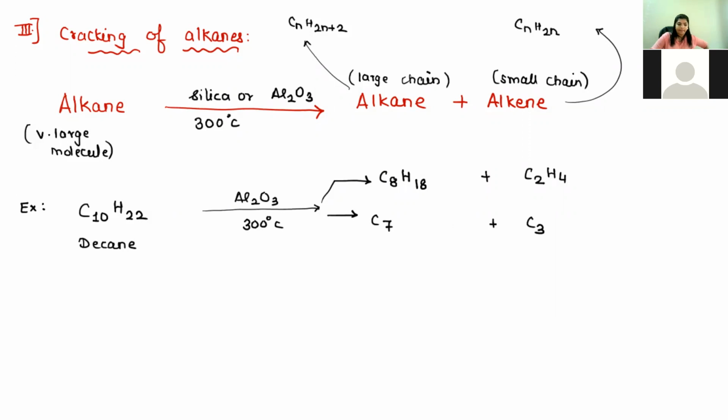Vanya? It will be C7H 14 plus 2. Yes. So 14 plus 2, which is 16. So C7H16, and my alkene will be C3H6. So this can also be one possibility. Okay. Then another possibility, C6 plus C4. So Jessica, can you tell me what will be the formula of an alkane with C6?